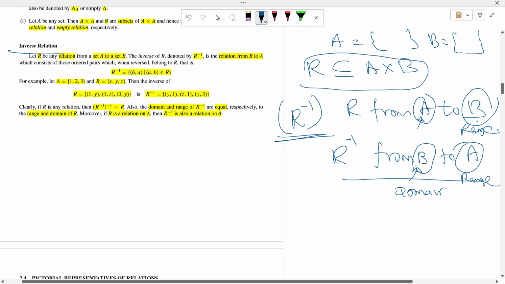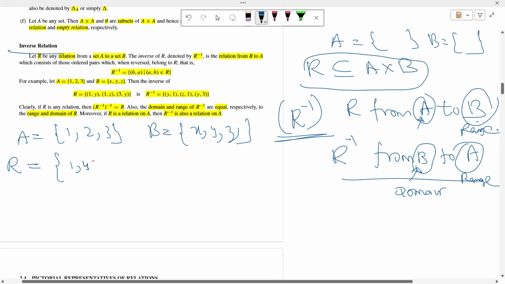Just forget about these things. You have a set A with three elements, 1, 2, 3. Similarly, you have a set B with three elements, X, Y, Z. Now we find a relation from A to B. Think of R as a relation from A to B, given by (1, Y), (1, Z), and (3, Y). So this is a relation from A to B.